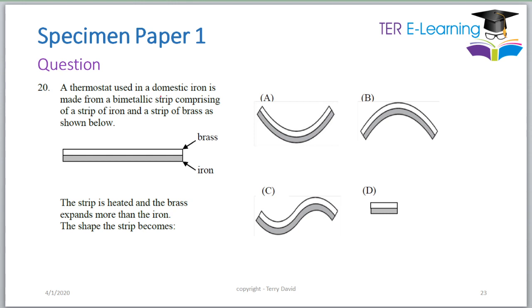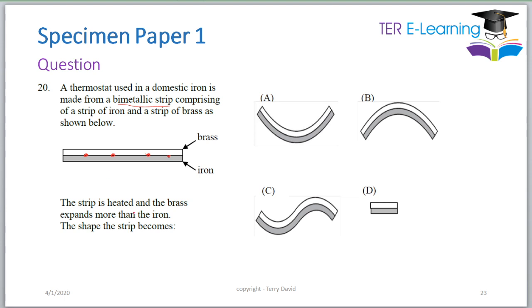So we have a thermostat in a domestic iron made from a bimetallic strip, right? A bimetallic strip is essentially a strip that has two different metals, and they are riveted together. When I say riveted, they are bonded together. So they're going to have things that bond them together, right? That's in the middle here.